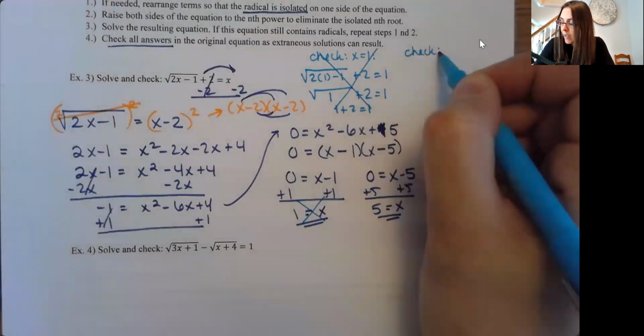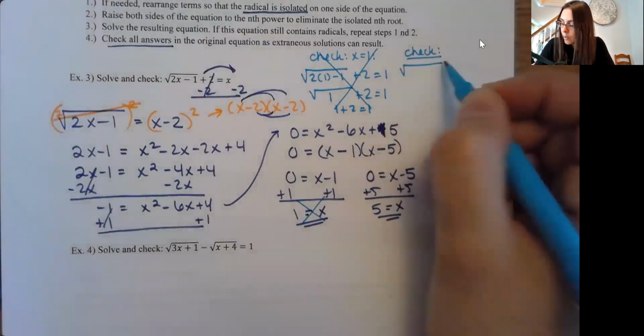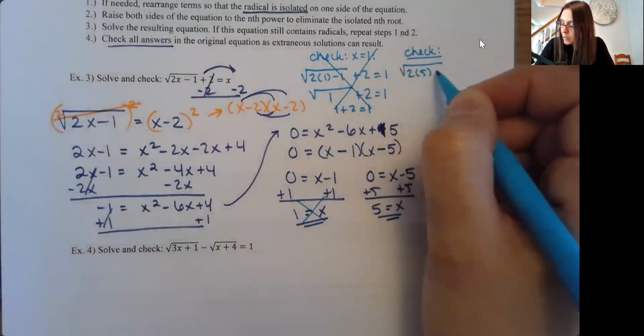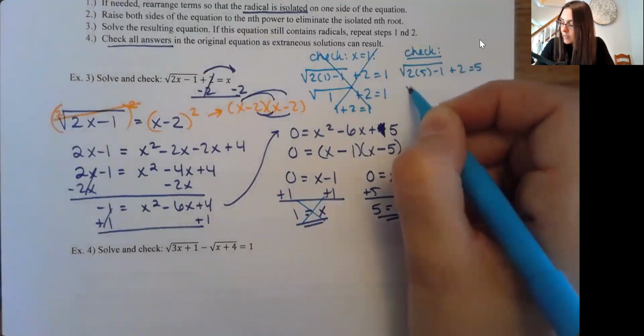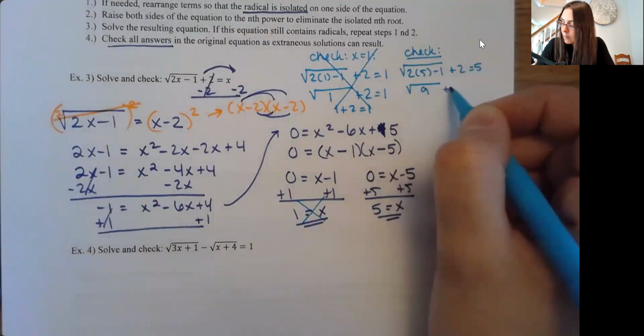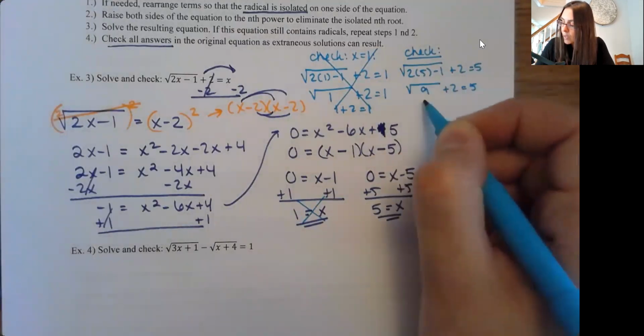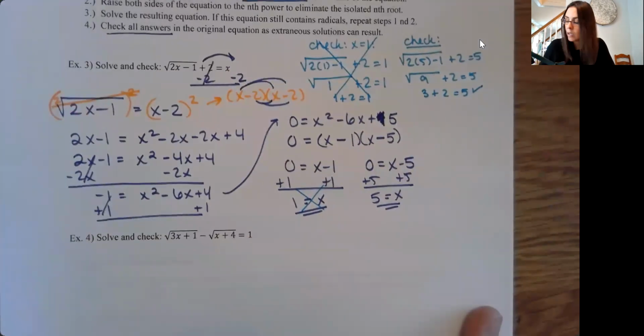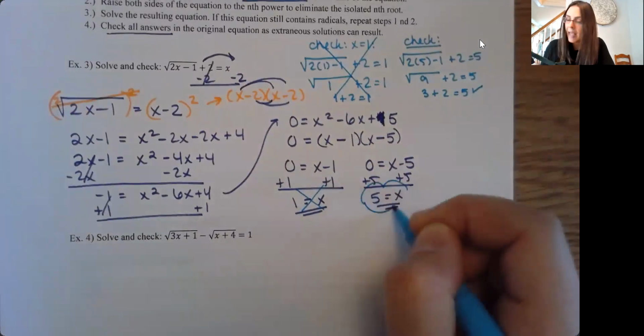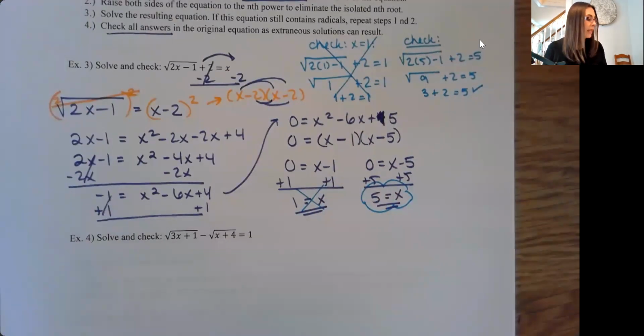Now, that doesn't necessarily mean the other one always works. You still have to check the other one. 2 times 5 minus 1 plus 2 equals 5. Well, 2 times 5 is 10 minus 1 is 9. Square root of 9 is 3, and 3 plus 2 does actually equal 5. So it looks like I do have one solution here. And x equals 5 is going to be my only answer in this case.